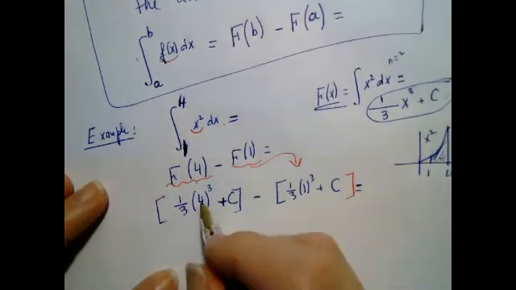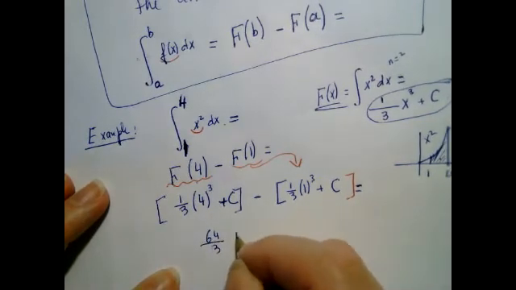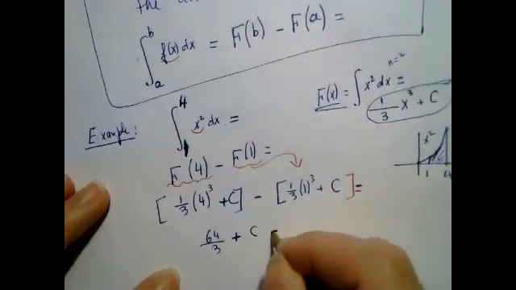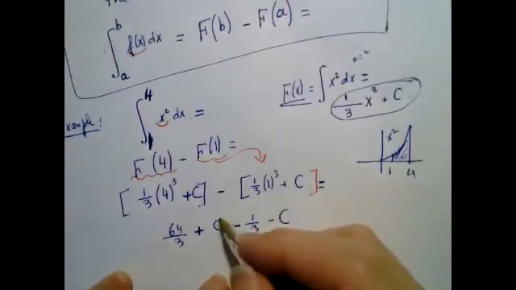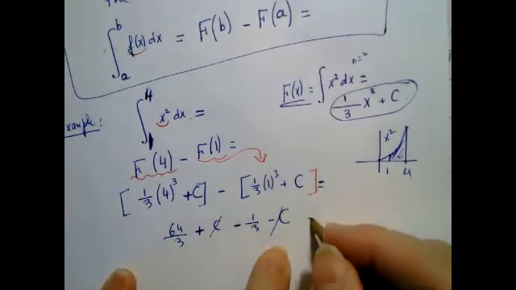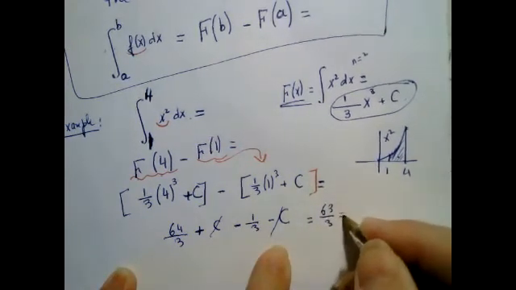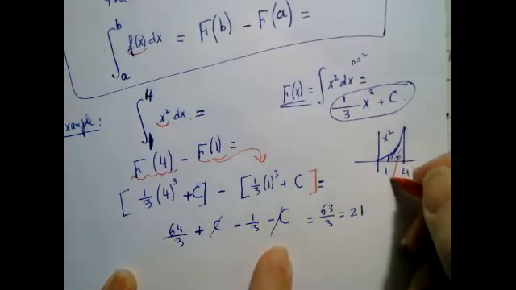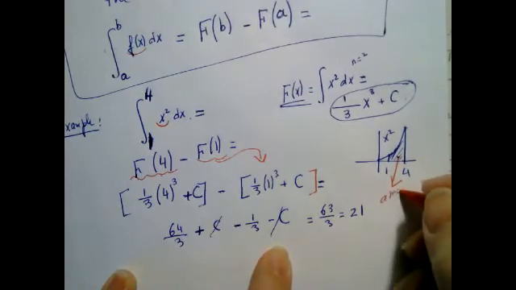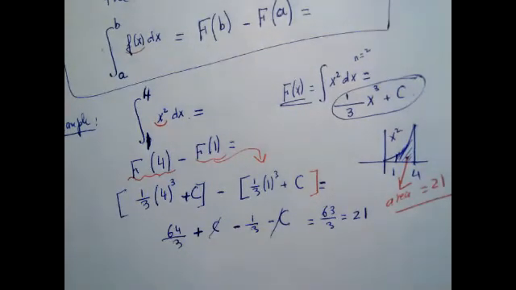So let's compute that. 4 to the power 3 is 64 over 3 plus the c, minus 1/3 minus c. The c's cancel out, and I will be left with 64 minus 1, 63 over 3, which is going to give me 21. It means the area, I'm just connecting the area here. It's not the net area, it's the area because the function is positive. That's the area here, 21. Okay, so it's a powerful tool as you realize.